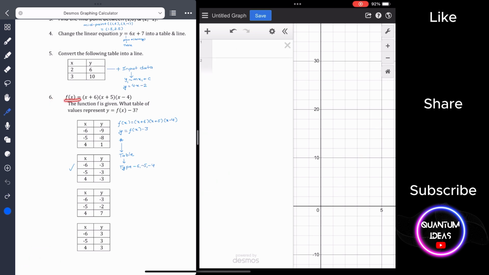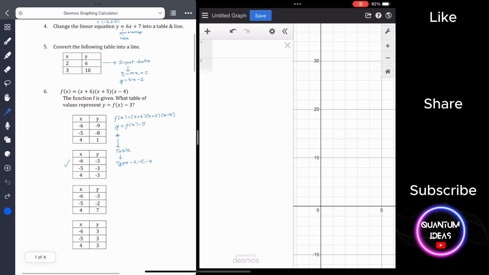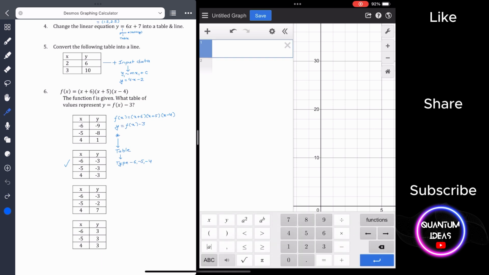f of x equals x plus 6, x plus 5, x minus 4. The function f is given. What table of values represents y equals to f of x minus 3? So we are given f of x and another function is defined, which is f of x minus 3, right? So this function will match which table, it is asking us. So let's find out. For that, just tap on the empty bar and input your function as it is.